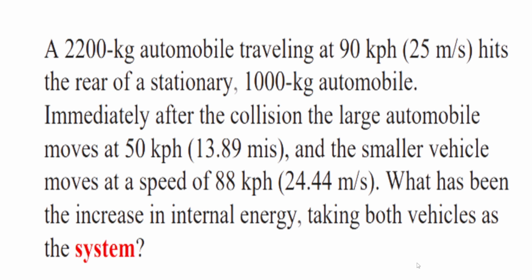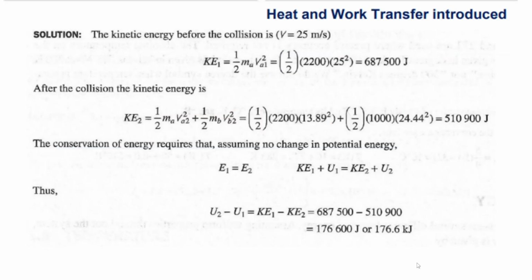Well, we know we can solve this by hand, like I've done here. But can we do this in Arduino? Let's first go through this solution. Since the second car was stationary, it has a kinetic energy of 0. So we only have the kinetic energy of the first car, the 2,200 kilogram car that was moving. The other car has zero kinetic energy because it wasn't moving.